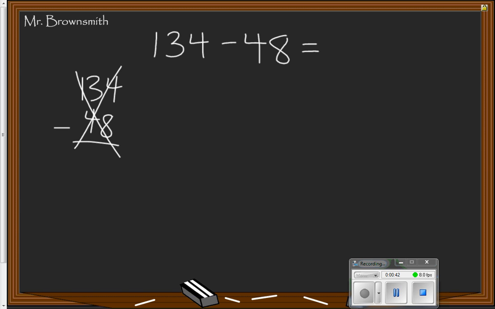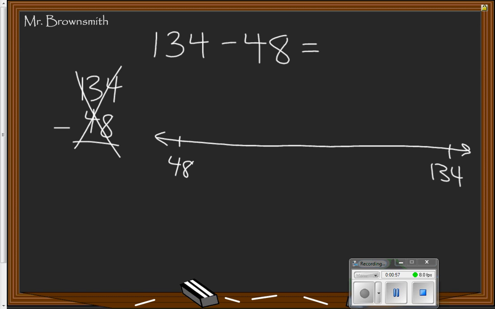So one way to do this is with a number line. If we draw a number line and we put the smaller number down here off to the left and the larger number over here to the right, we can use a method called counting up, where we try to add numbers here to this 48 until we get over to 134.